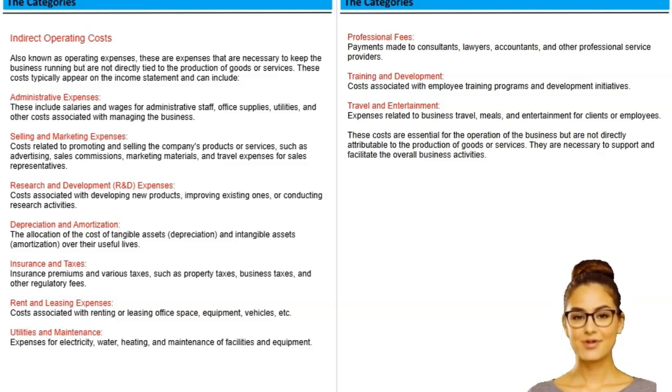Remember that all of these costs are essential for the operation of the business, but are not directly attributable to the production of goods or services. They are necessary to support and facilitate the overall business activities. So, there we have it. These are some of the items that are easily identifiable and can be categorized as indirect operating costs. As practice activity number 2, I urge you to look up a company's adjusted trial balance and see if you can correctly categorize its indirect cost.